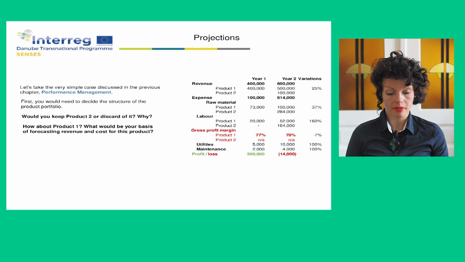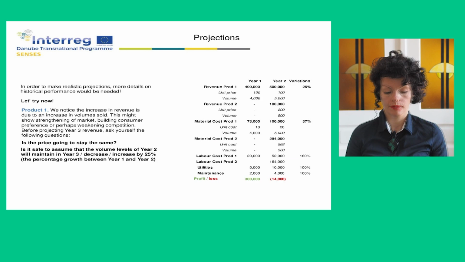Let's take the very simple case discussed in the previous chapter, performance management. First, you would need to decide the structure of the product portfolio. Would you keep product 2 or discard it? Why? How about product 1? What would be your basis of forecasting revenues and costs for this product? In order to make realistic projections, more details on historical performance would be needed. So let's try it now.